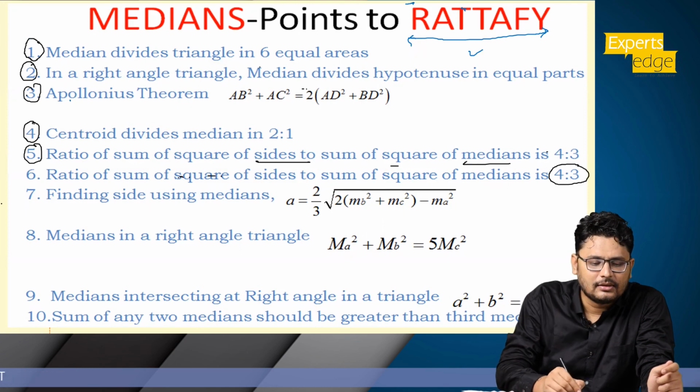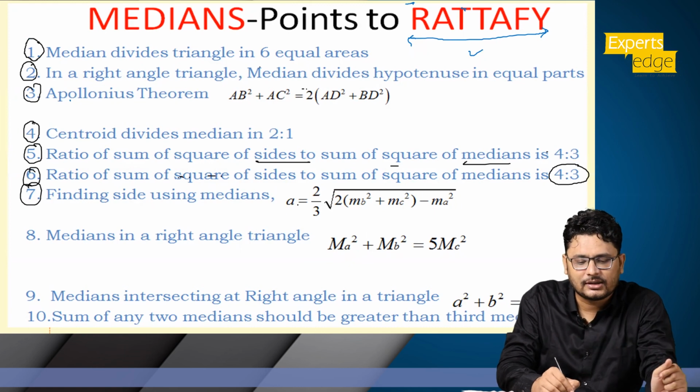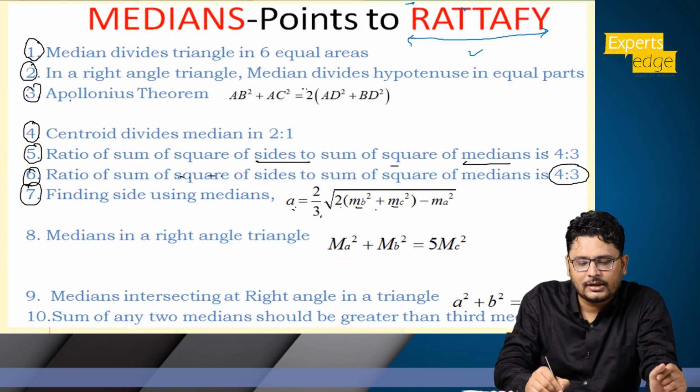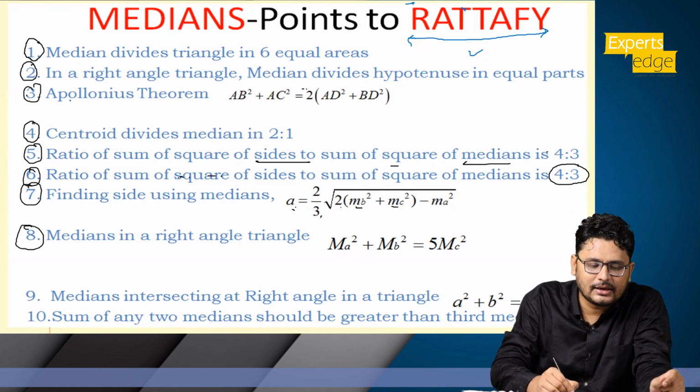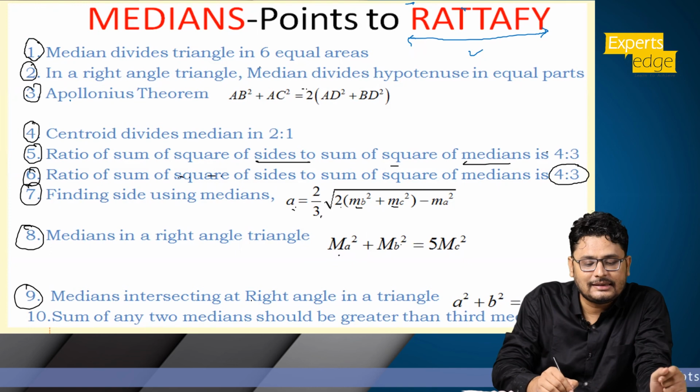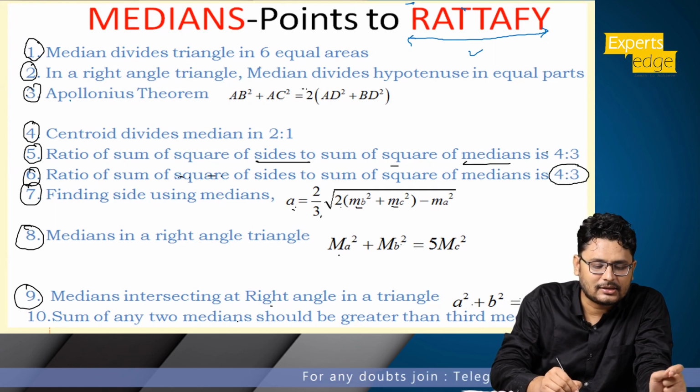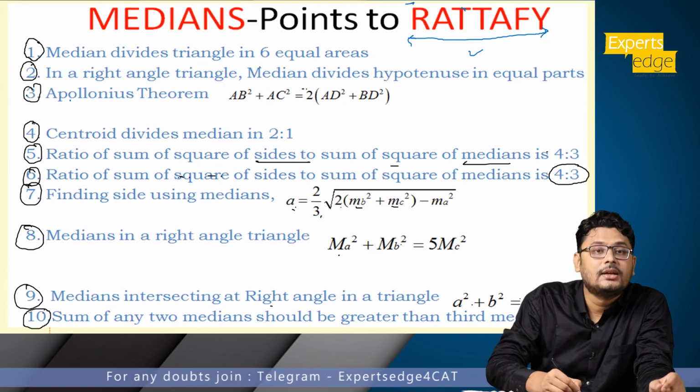Okay, then if I want to find the side, what is the side using the medians? So क्या था, A equals 2/3 of root of 2 MB square plus 2 MC square minus MA square, जो A निकालना है उसके जो median drop होगा उसको subtract करोगे. Then median in right angle triangle, MA square plus MB square equals 5 MC square. Ninth was medians intersecting at right angle, that is a square plus b square equal to 5c square. And last, remember this, like the sides, sum of any two medians has to be greater than third median.